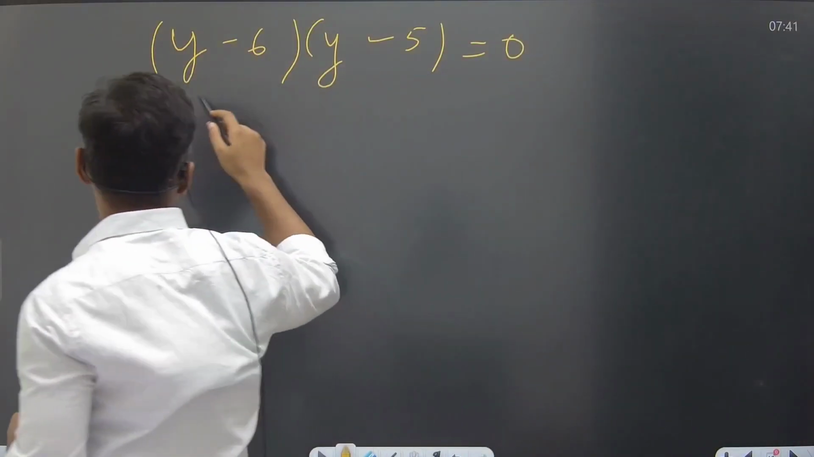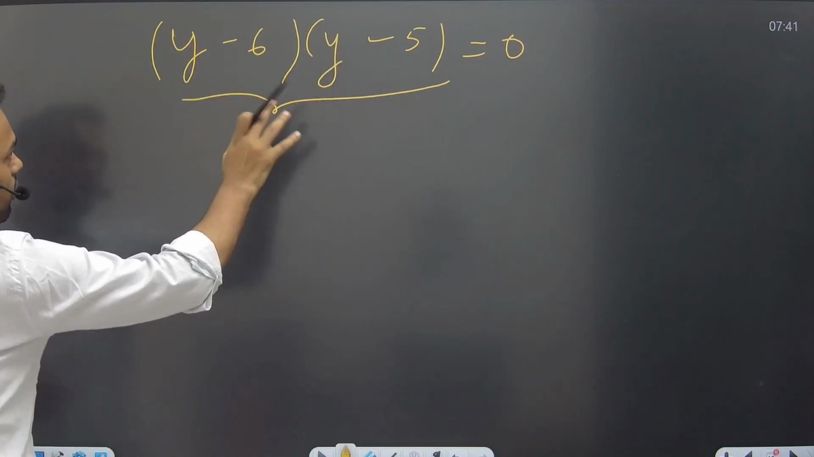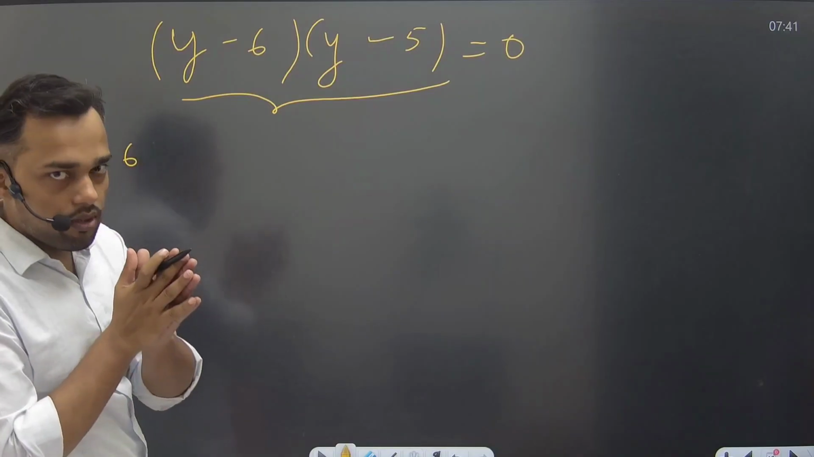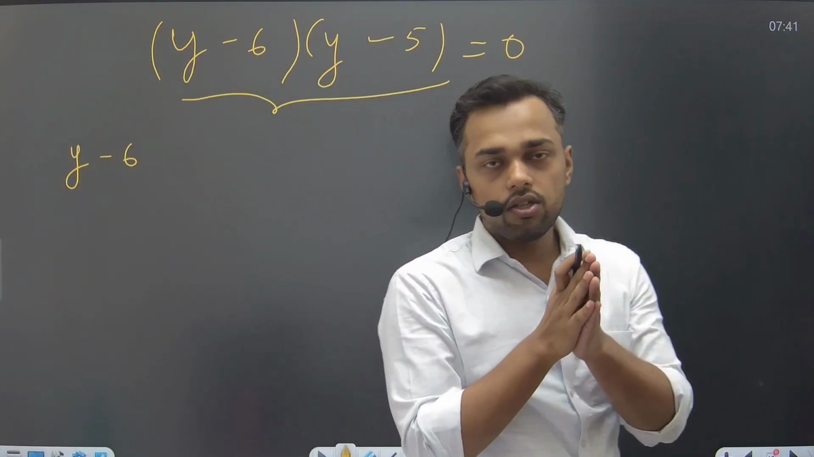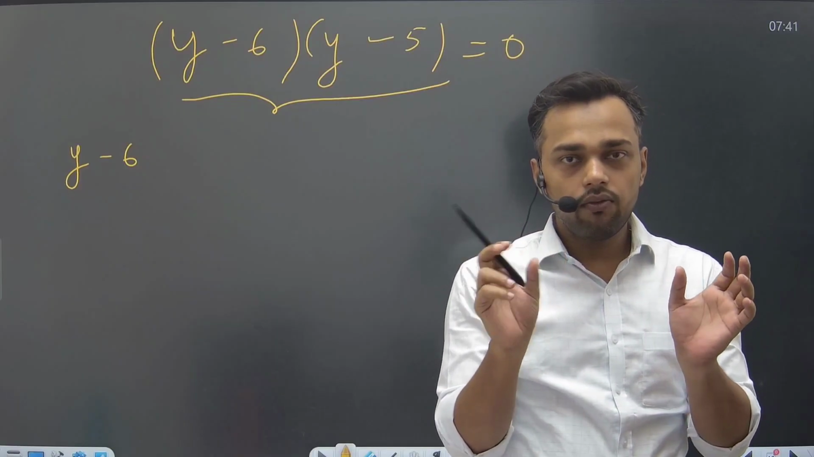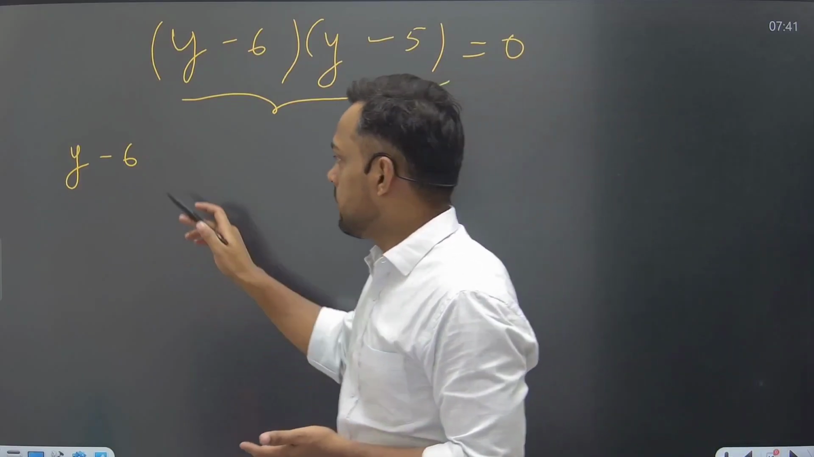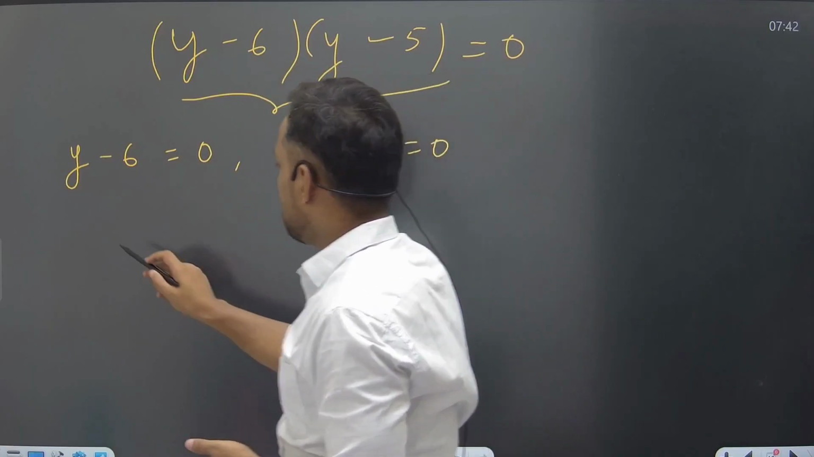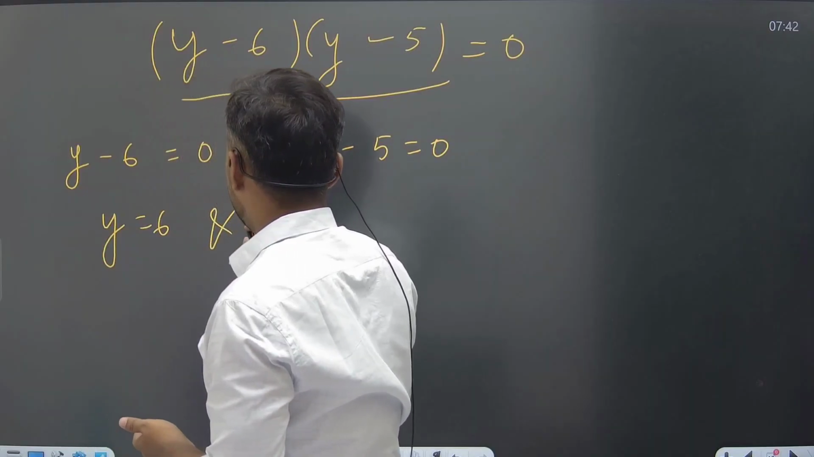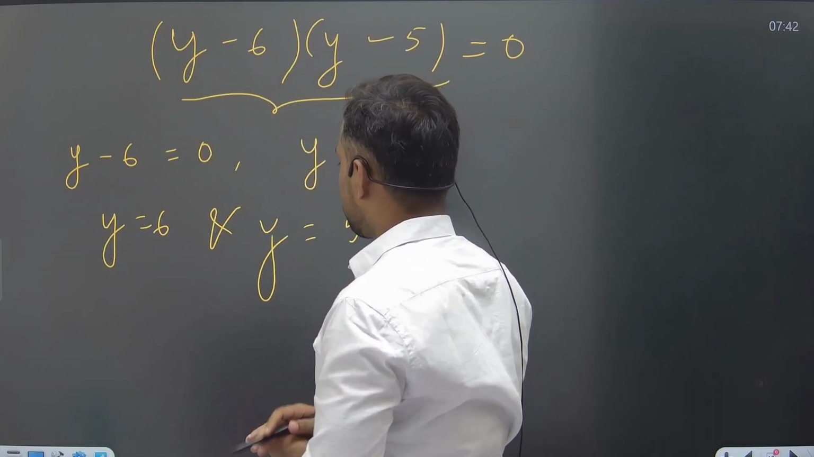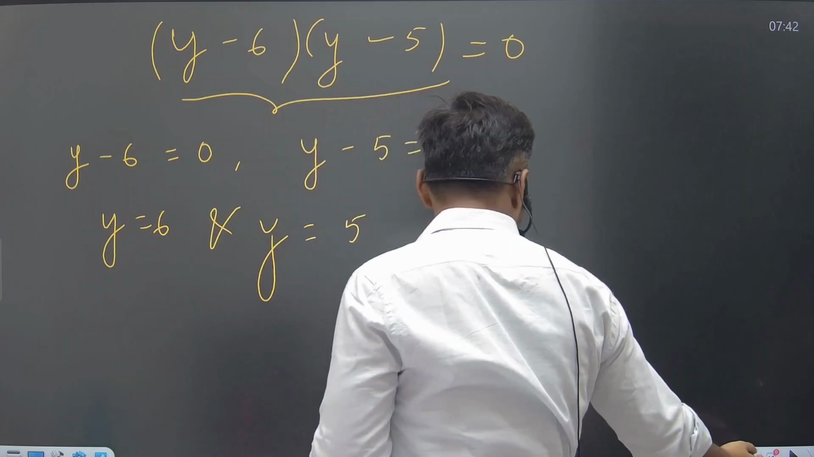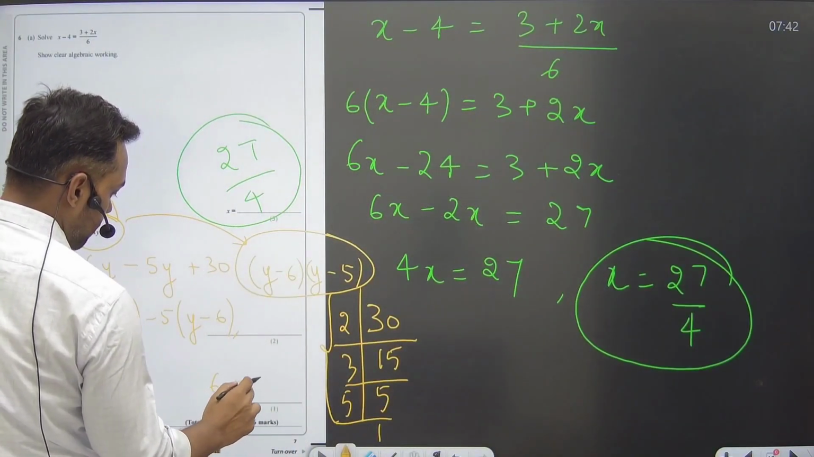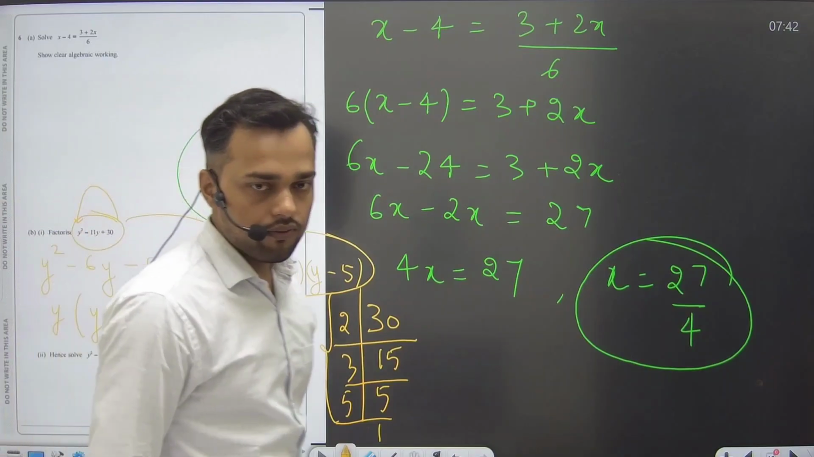So what does it mean, student? It means that any of the numbers could be 0. If you are multiplying some numbers and the product is 0, it means that one of the numbers will be 0, then only it is possible. So y negative 6 equals 0 and y negative 5 equals 0. So here you will get y equals 6 and y equals 5. So the value of y here will be 6 comma 5. 6 is also possible, 5 is also possible.